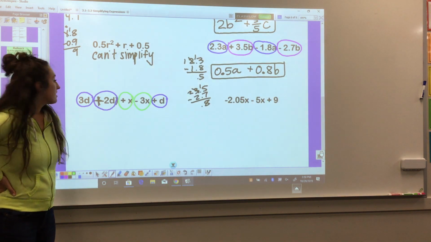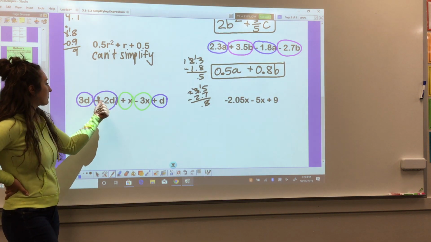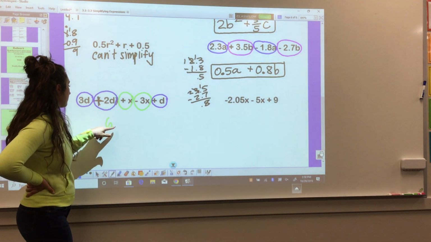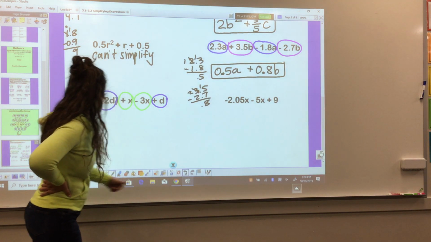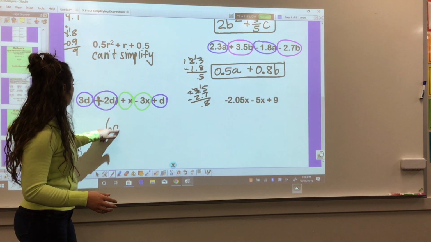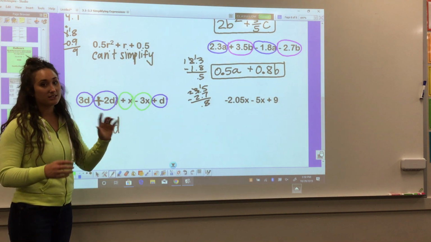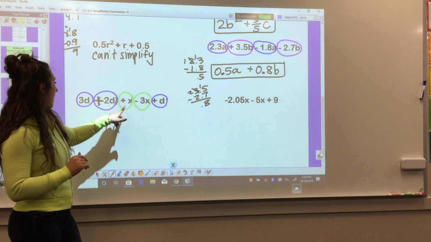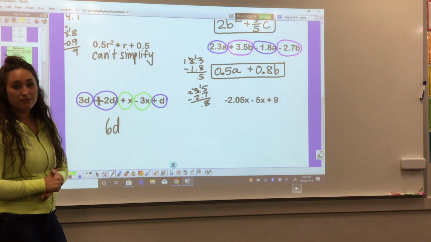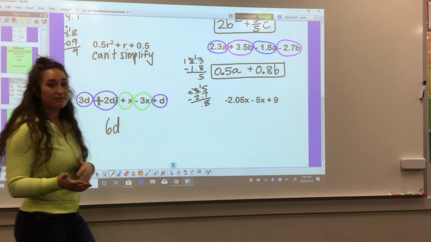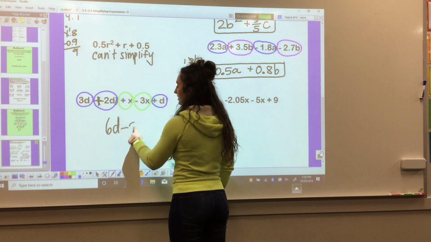So let's combine. 3d plus 2d is 5d, plus another one is 6d. Oh no. Also, not 60 like the number, 6d. See, not 60, but 6d. Okay. x and negative 3x, that's like 1 plus negative 3. That's negative 2x, which can be written as minus 2x.